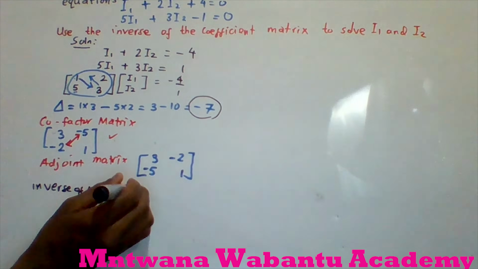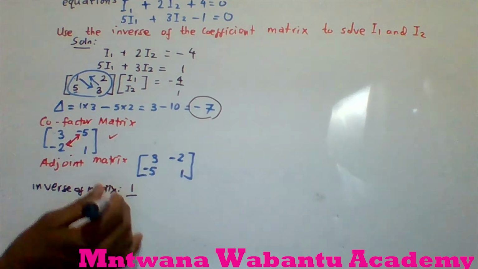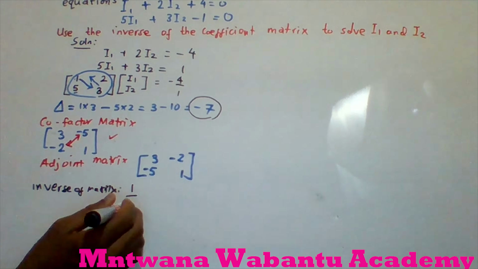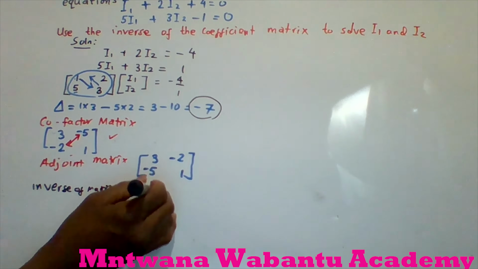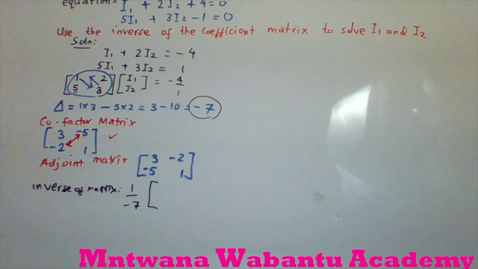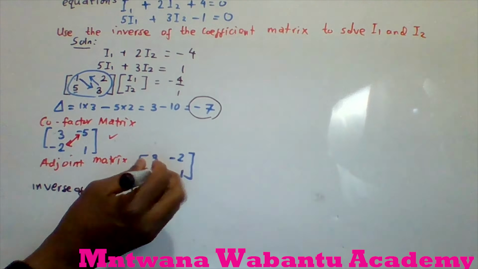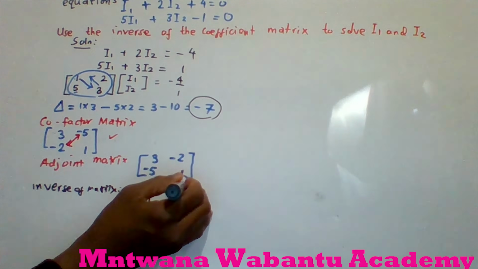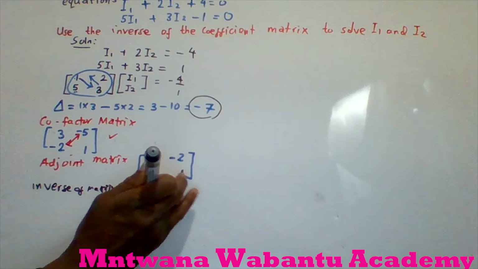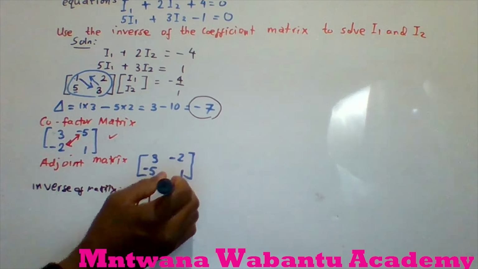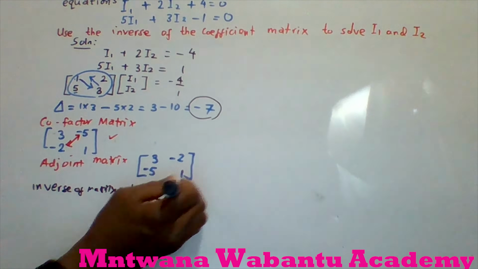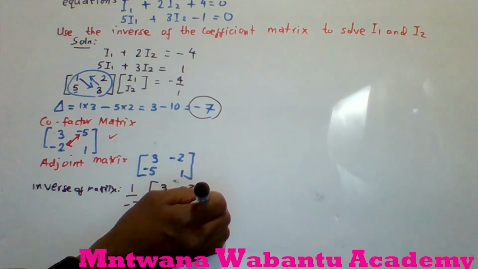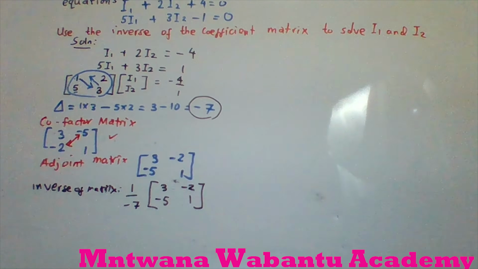So we're going to say 1 over your determinant. What is my determinant? -7. And then take your cofactor, excuse me, take your adjoint and plug it here. What is the adjoint? Take 1 over the determinant and then write the adjoint: 3, -5, -2 and 1. That's how you get the inverse of a matrix. So this is our inverse of the matrix.